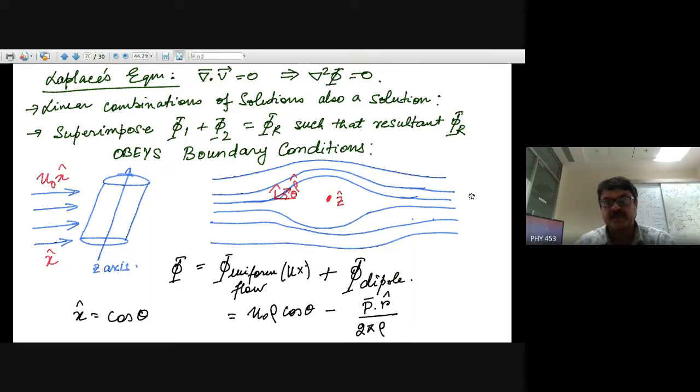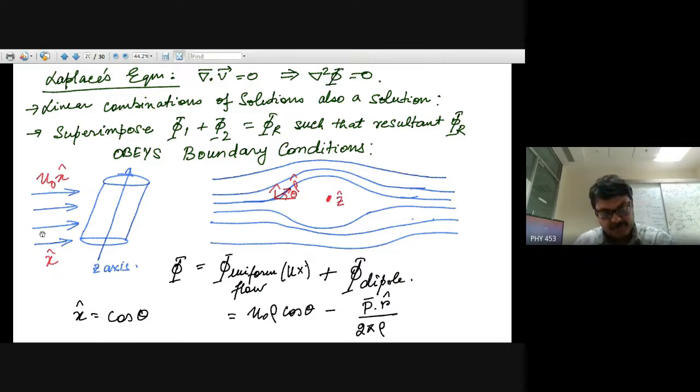Okay, so basically here the z points along the plane perpendicular to the screen. At very large distances, the velocity is u0 x. This is in Cartesian coordinates, but of course you can convert it into cylindrical coordinates and spherical coordinates, right? So x is essentially rho cos theta.